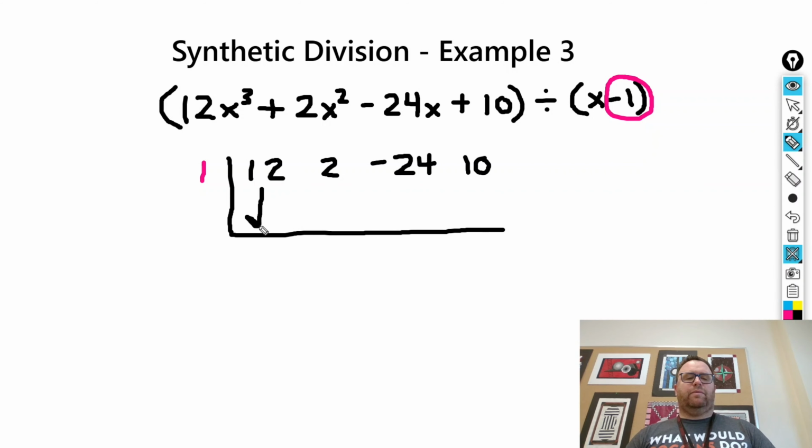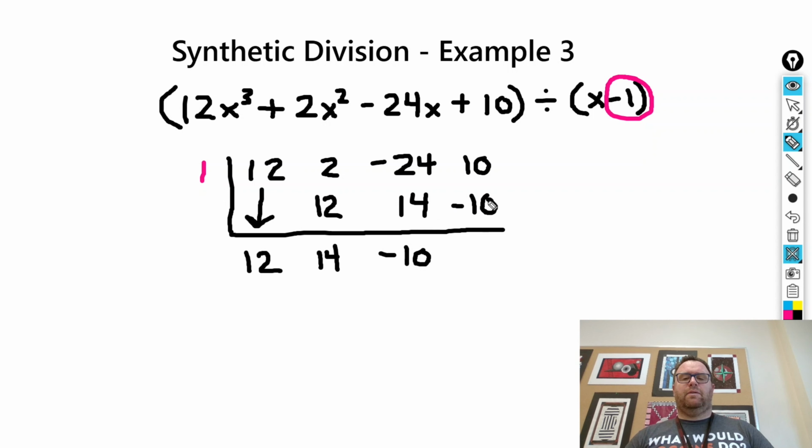And we're going to bring down the 12. So we do 1 times 12, that's 12. We then do 2 plus 12, which is 14. We do 1 times 14, which is 14. We do negative 24 plus 14 is negative 10. We do 1 times negative 10 is negative 10. And so then we do 10 plus negative 10, which is 0. The last number is our remainder, so we don't have a remainder in this case.